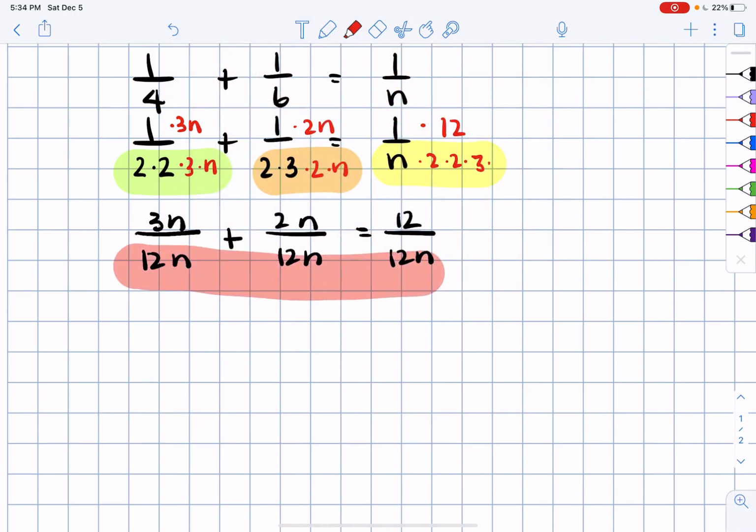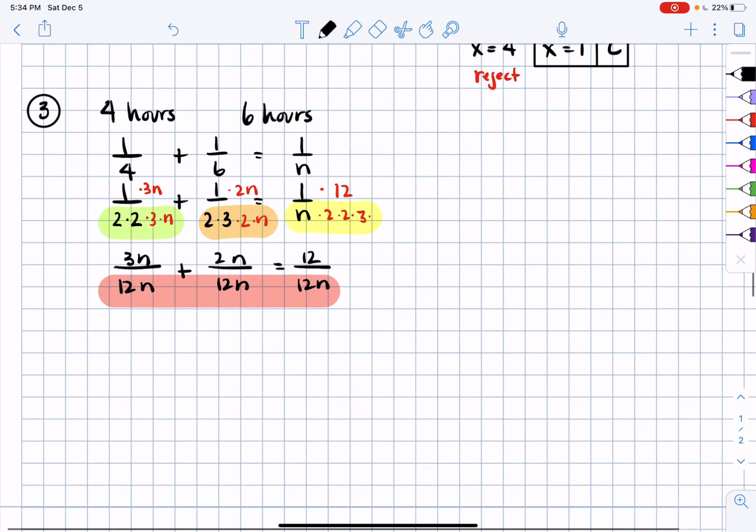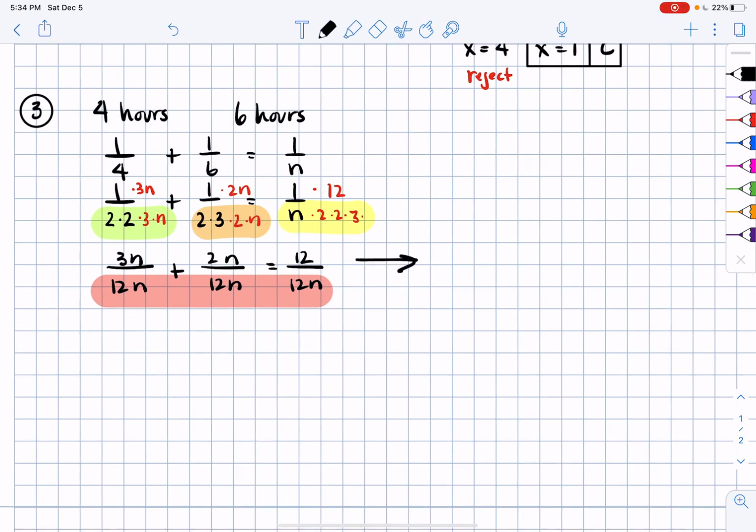And since my denominator, let's pick a different color, since my denominator is all the same, that means my numerator has to be all the same. So all right, that means I have 3n plus 2n is equal to 12. So 5n equals 12. So n is equal to 12 over 5.